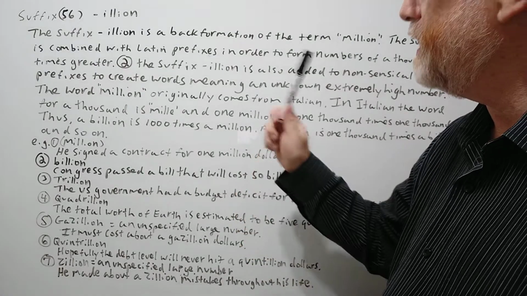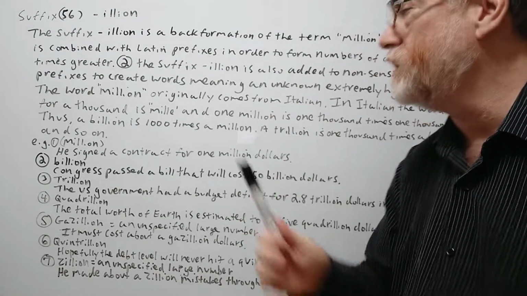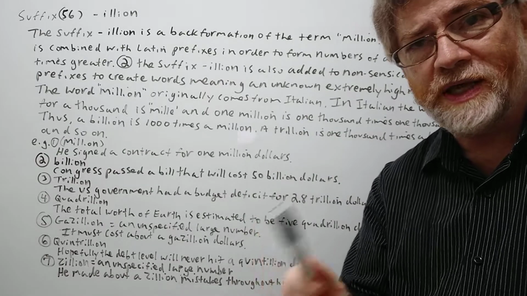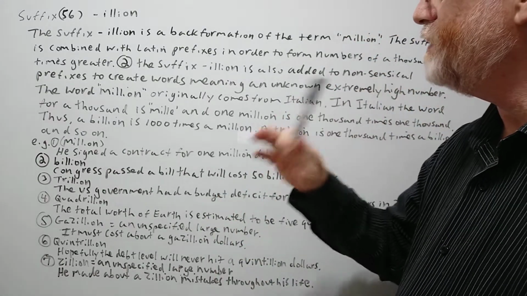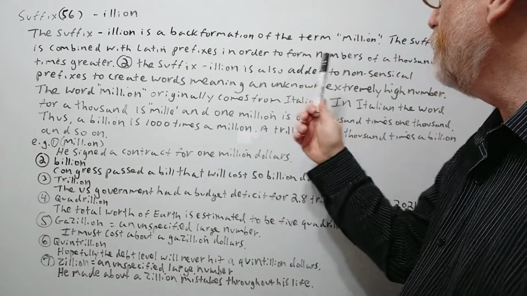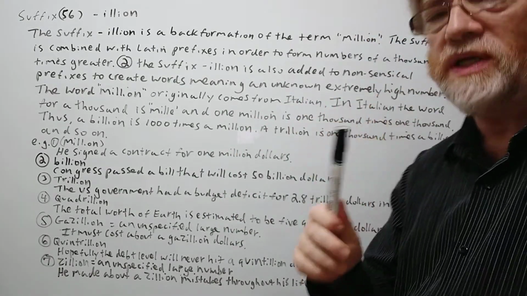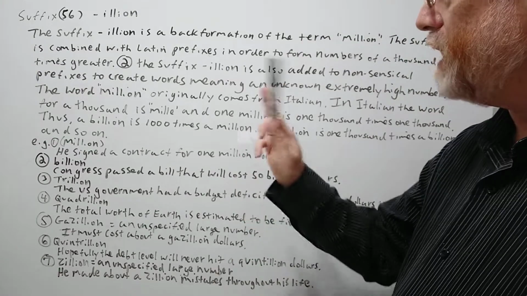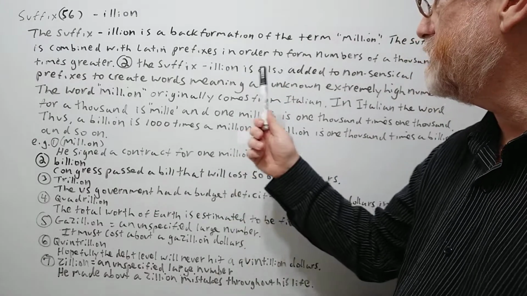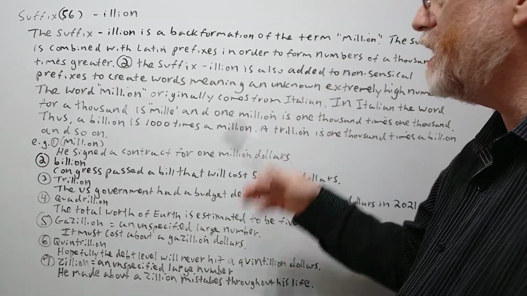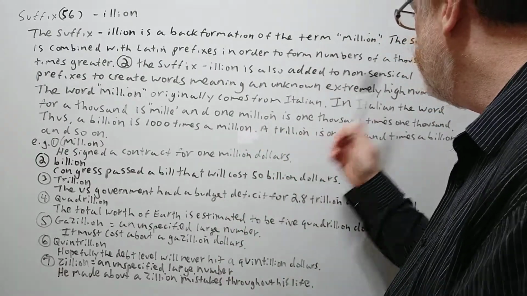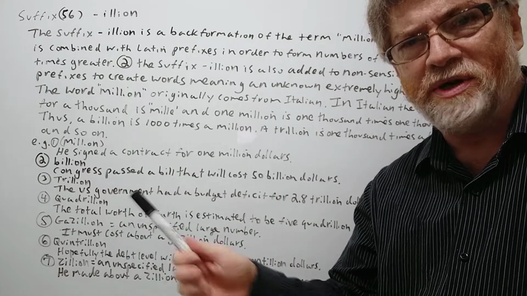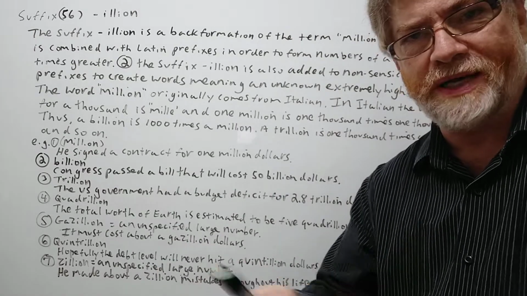The suffix illion is a back formation of the term million. So they got it from million. The suffix is combined with the Latin prefixes in order to form numbers 1,000 times greater. Or we got a second use in meaning too. The suffix illion is also added to nonsensical prefixes to create words meaning an unknown, extremely high number, usually said in humor or as a joke.